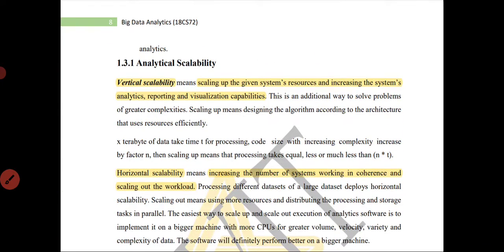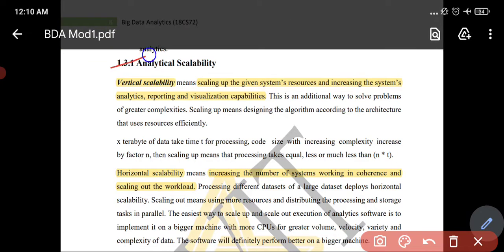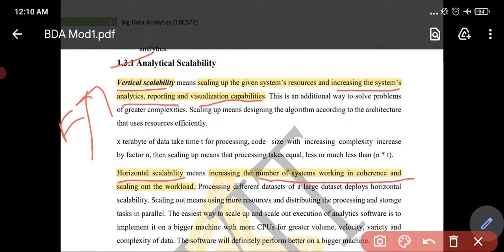In scalability, we have two types, that is vertical scalability and horizontal scalability. Vertical scalability is nothing but increasing the system's analytics, reporting, and visualizing capabilities. That means increasing the properties or enhancing its features is vertical scalability. Whereas in horizontal scalability, we increase the number of systems working in coherence and scale out the workload. So in vertical scalability we increase the features, but in horizontal scalability we increase the number of computers of the system working in coherence, that is, working correlated to each other.